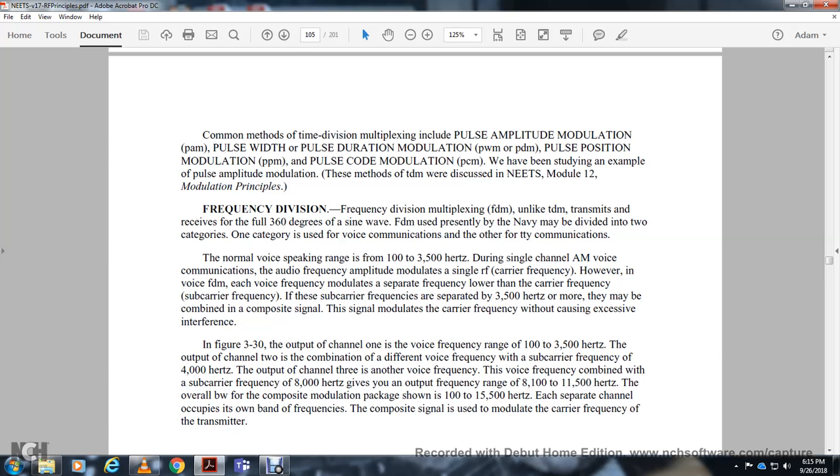The normal voice speaking range is between 100 and 350 Hz during the single channel of the AM voice signal, with the audio frequency amplitude modulating a single radio frequency carrier frequency. However, in FDM, frequency division multiplexing, each frequency modulates a separate frequency lower than the carrier frequency, a subcarrier frequency. These subcarrier frequencies are separated by 3,500 Hz or more. They may be combined into a composite signal. The signal modulates the carrier frequency without causing excessive interference.